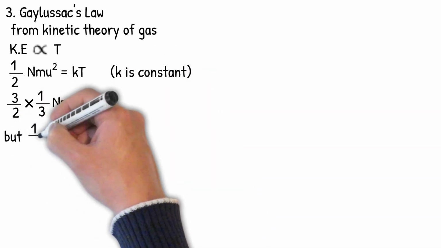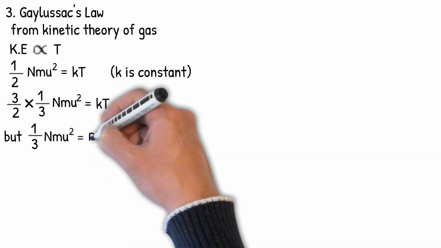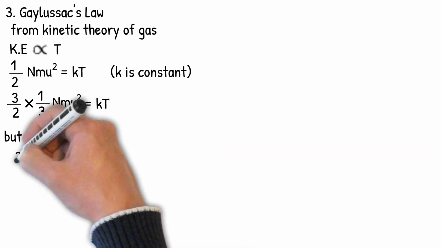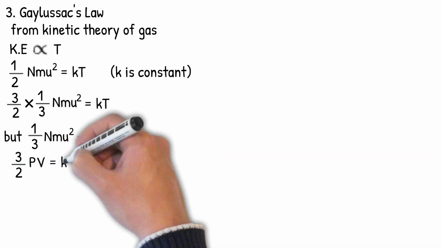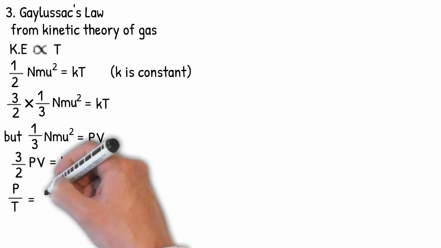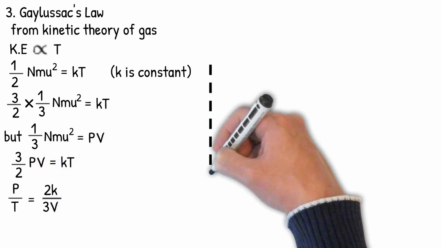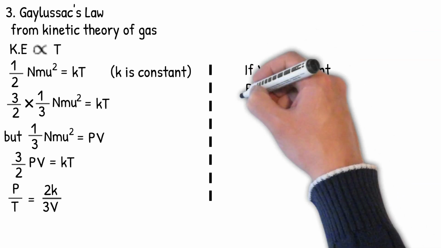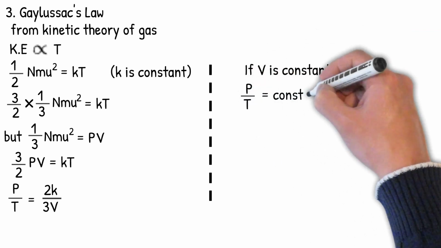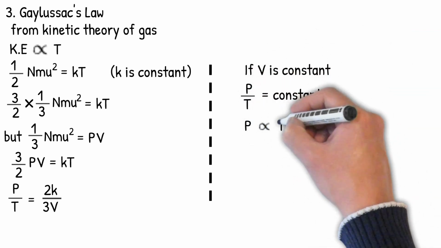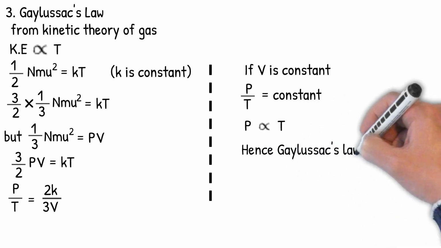But 1/3 nmu² equals PV. By substituting it, 3/2 PV equals kT. Then P/T equals 2k divided by 3V. If V is constant, P/T equals a constant. P is directly proportional to T, absolute temperature. Hence Gay-Lussac's law.